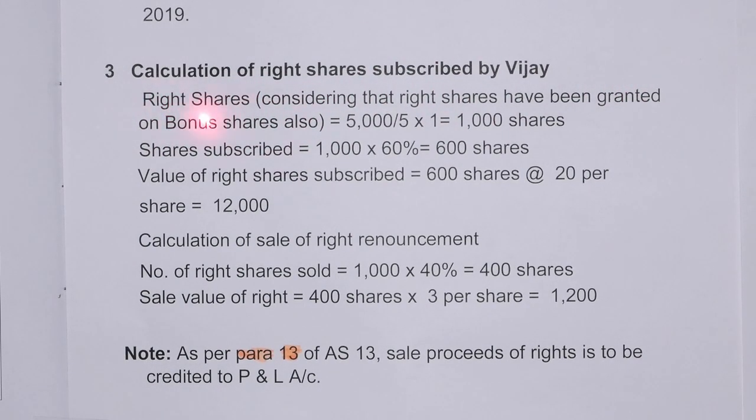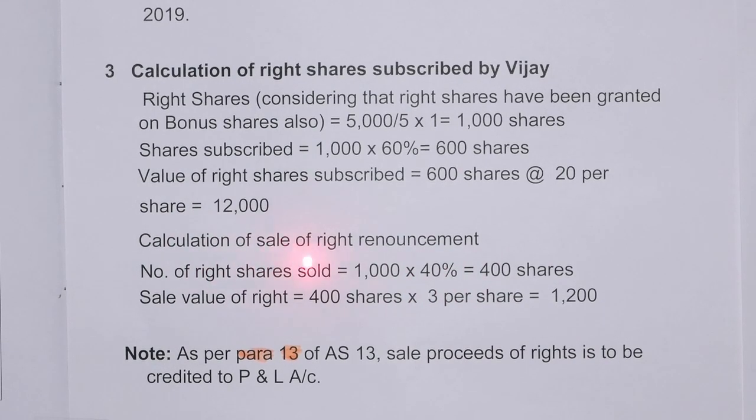Right share. So how we get 5000 share? 600 plus 900 plus 1000 plus 2500. So in this way we get 5000 share. So 5000 into 1 divide 5 is equal to 1000 share. Mr. Vijay subscribed 60% of the right share. So 1000 share into 60% is equal to 600 share. Value of right share subscribed is equal to 600 share into 20 per share is equal to 12,000. Mr. Vijay has left 40% of share.